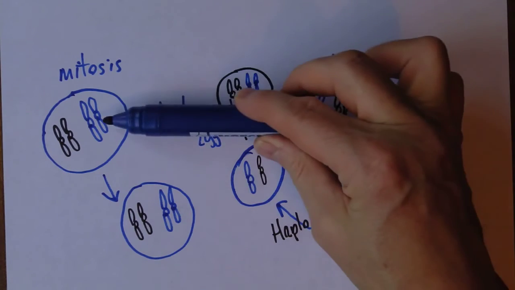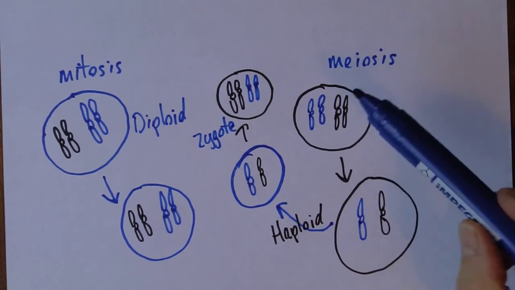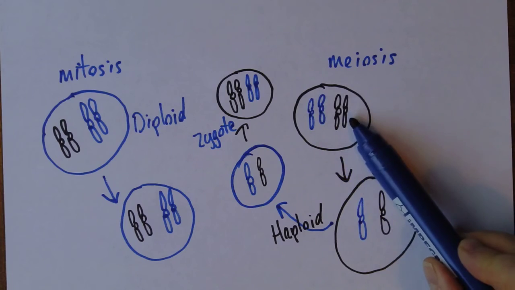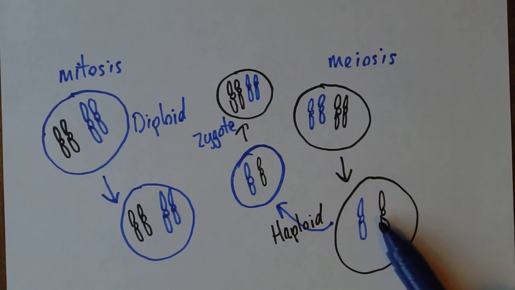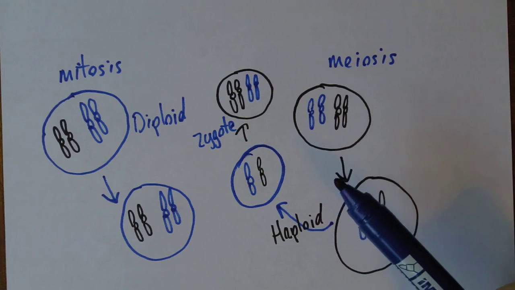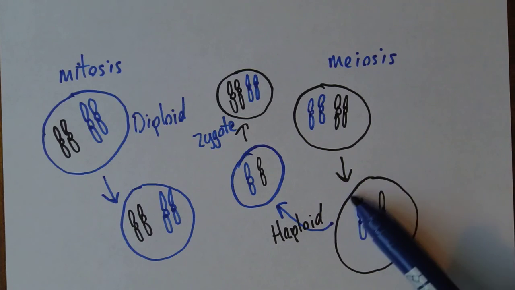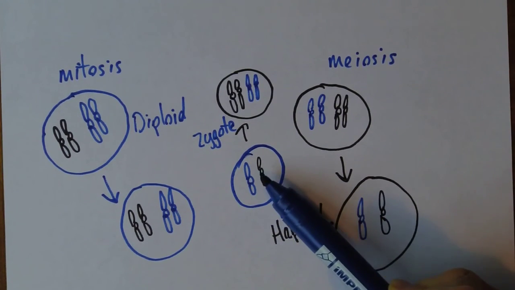So mitosis: a diploid cell generates diploid daughter cells. Meiosis: a diploid cell divides by meiosis to form haploid cells. A male haploid cell combines with a female haploid cell to produce a new diploid zygote. The male haploid cells are the sperm, the female haploid cells are the ovum.